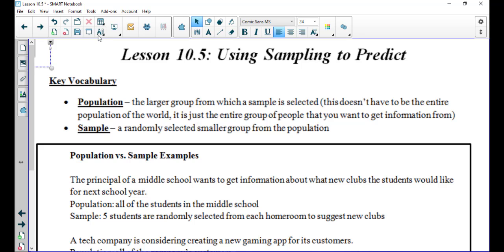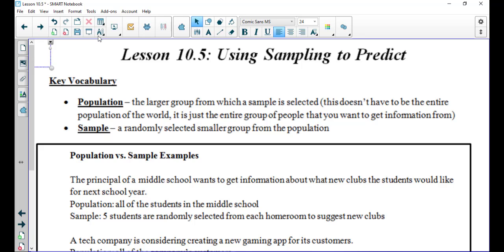So a population is the larger group from which a sample is selected. This doesn't have to be the entire population of the world. It's just the entire group of people that you want to get information from. For example, if you're trying to get information about what types of music middle school students prefer, you would have a population of middle school students. If we're looking at what skill deficit students have in kindergarten, we would just be looking at kindergarten students. If we're trying to look at how much exercise adults get, we would just be looking at the adult population.